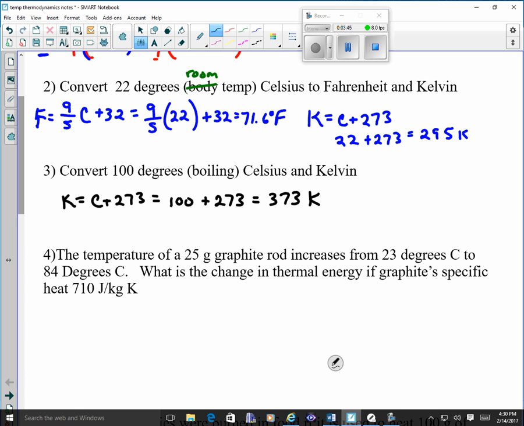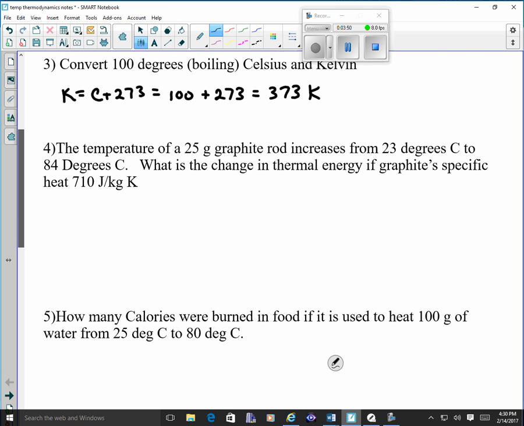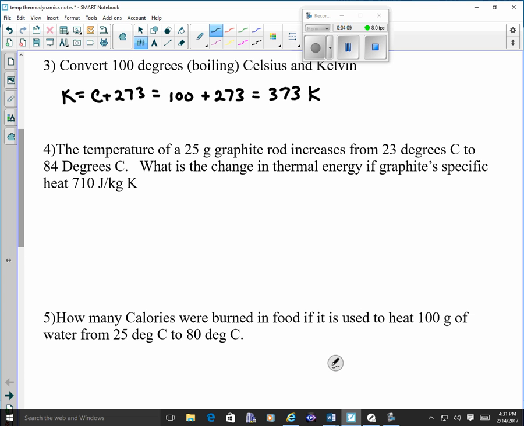On number 4, we're going to figure out how much energy would be needed if the temperature of a 25-gram graphite rod, that's about the lead in your pencil, increases from 23 degrees Celsius to 84 degrees Celsius. So we're going to heat it up real quick. What's the change in thermal energy? Since we're doing energy, we're going to measure it in joules this time. You can also use calories, which we'll get to in the next problem. So let's use joules first.